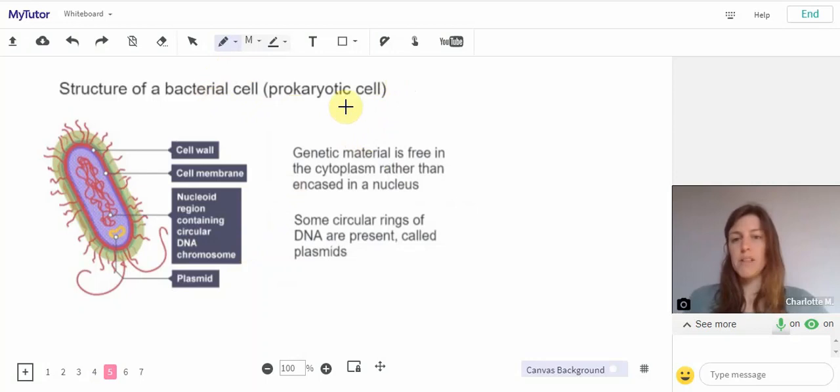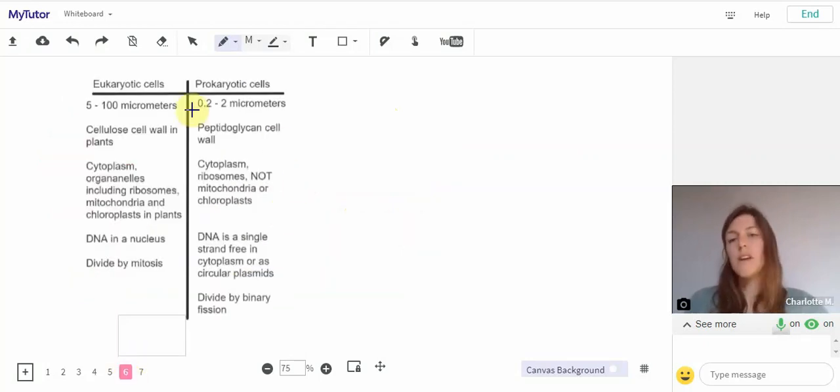Now we're going to look at bacterial cells, prokaryotic cells. So bacterial cells still have a cell wall, a cell membrane, and a cytoplasm. But there's some differences in how they store their genetic material. It's free in the cytoplasm rather than encased in a nucleus. There's also some circular rings of DNA that are present called plasmids.